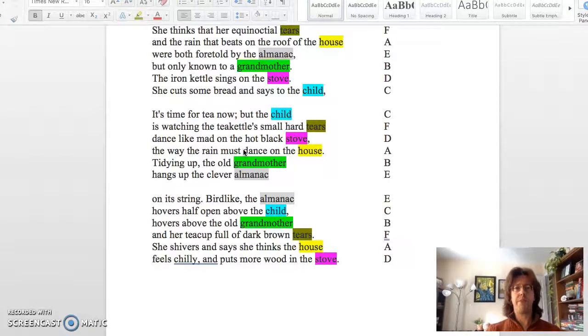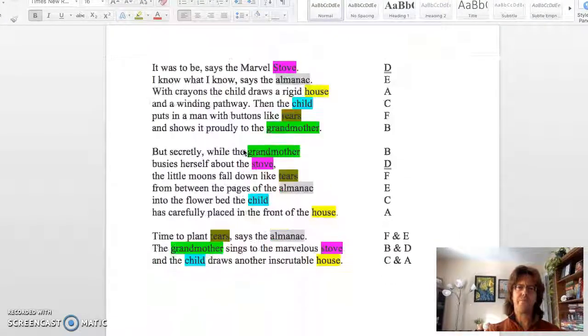She cuts some bread and says to the child, "It's time for tea now." But the child is watching the tea kettle's small hard tears dance like mad on the hot black stove, the way the rain must dance on the house. Tidying up, the old grandmother hangs up the clever almanac on its string. Bird-like, the almanac hovers half open above the child, hovers above the old grandmother and her teacup full of dark brown tears. She shivers and says she thinks the house feels chilly, and puts more wood in the stove.